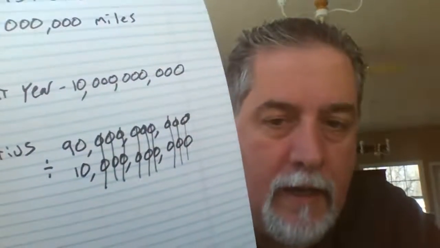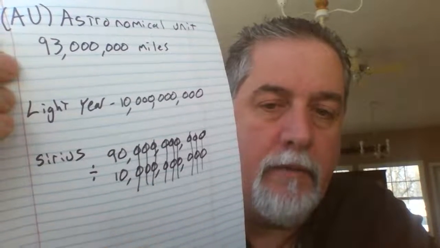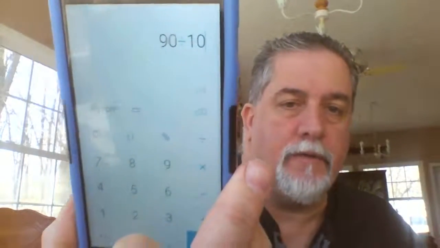There's a shortcut to doing this. If you're doing this without a calculator, you basically can cross all these off, and you end up having, because you have to line them up when you do this, 90 divided by 10. On the calculator, 90 divided by 10 gives you an answer of 9. And so in this case, 9 what? It's 9 light years.